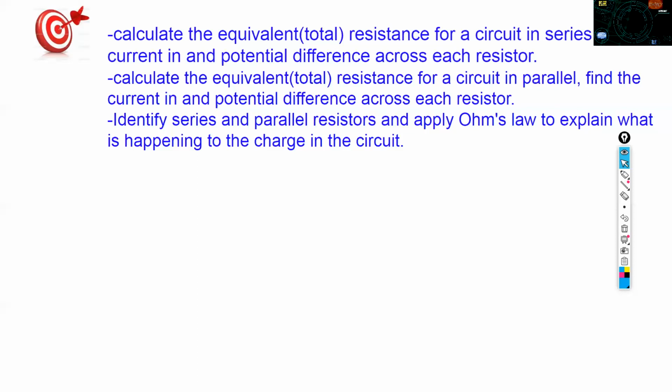So you're going to have something called the equivalent or total resistance for a circuit in series. Find its current and potential difference. In other words, I want to be able to find the current and voltage drop across each resistor as we wire them. That will be the same whether it's in series or parallel. We want to be able to identify whether things are series or parallel and apply Ohm's law to these. The final step after this lesson will be to combine series and parallel in the same circuit. So just to give you a heads up of where we're headed.